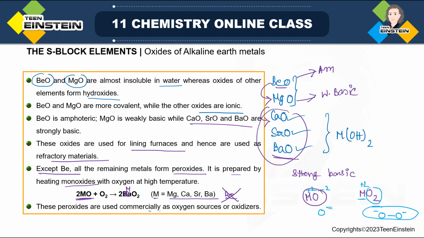These peroxides are used commercially as an oxygen source because it is peroxide. So when it decomposes, we can get oxygen. As if it is a source of oxygen, or you can say it is behaving as an oxidizer. Okay.